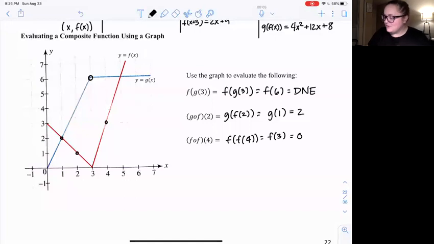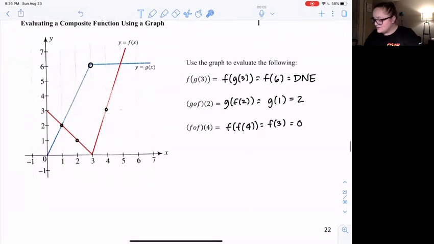Welcome back. So hopefully you found that f of 2, looking at this red graph here, is equal to that y value, 1, and so we have g of 1 as our next evaluation, and then on that blue graph, when x is 1, g is 2. So g of f of 2 is 2. Now for this last one, you have f of 4. f of 4 is actually equal to, all the way up here, 3. f of 3 we got is equal to 0. So the composition f of f of 4 is equal to 0.